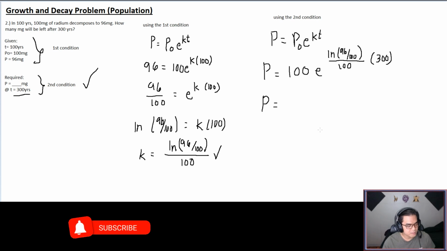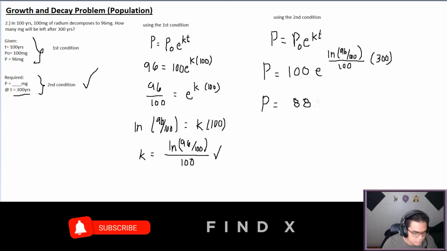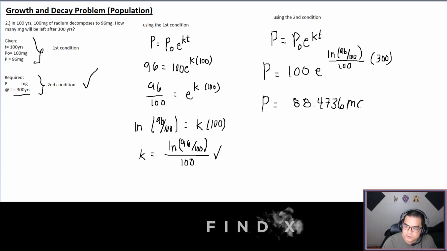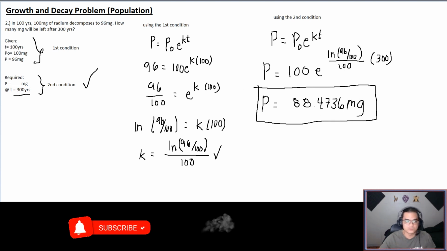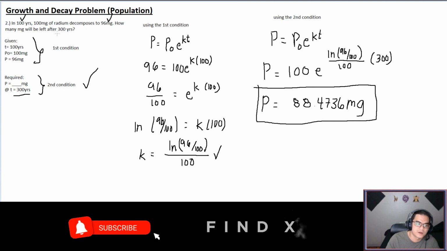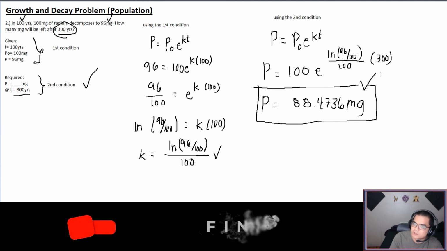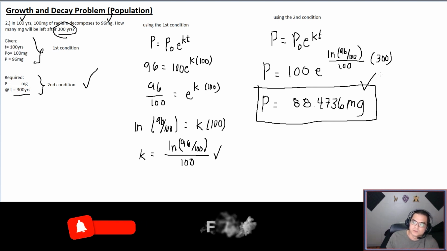Okay, so the answer will be 88.4736 milligrams. So this will be your answer. That means after 100 years, you can see it becomes 96 milligrams, right? But after 300 years, it will now become 88.4736. Because remember for this lesson that the growth or decay of bacteria or whatever is usually exponential.